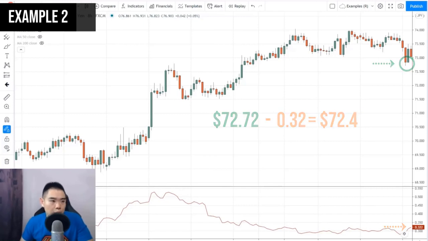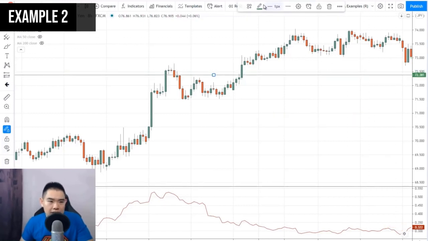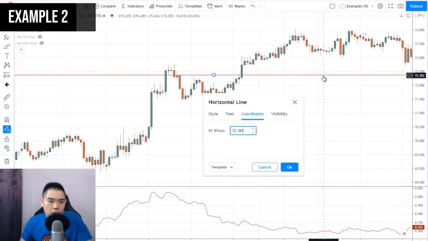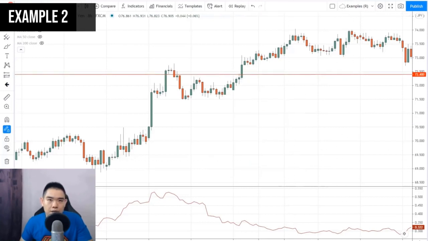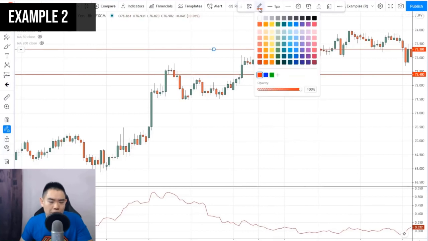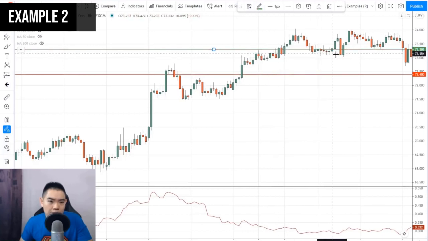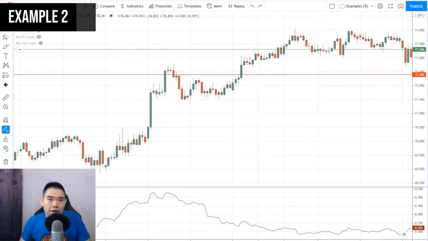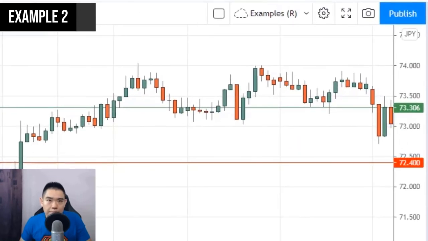So I will set my stop loss at this level, at 72.4. Let me change this to a rate line so you can see it better. Your stop loss will be at 72.4. As you can see over here, I will show you where your entry point is. Your entry point is on the next day's open candle. I'll put it in green so you can see it. And there you have it. So this candle here, the opening price is where you look to buy, and this rate level here is your stop loss.